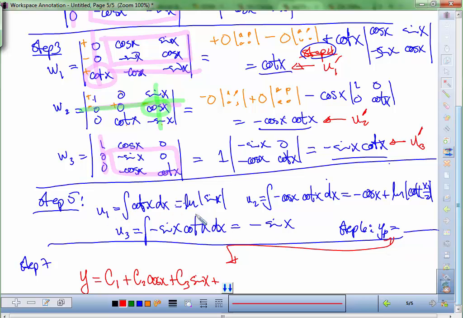which is u1 times y1, and remember the y1 is the one next to the c1, so this is just going to be the ln of sine x plus u2 times y2, and y2 is cosine x, so this would be minus cosine x plus ln of the cotangent of x over 2 times y2, which is cosine, plus u3, which is negative sine, times sine also. So negative sine squared.